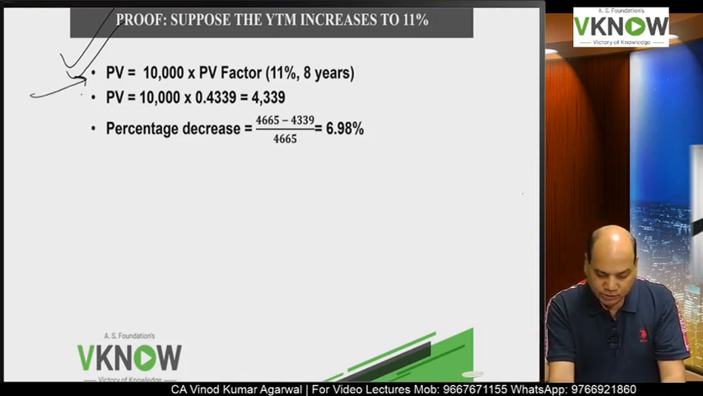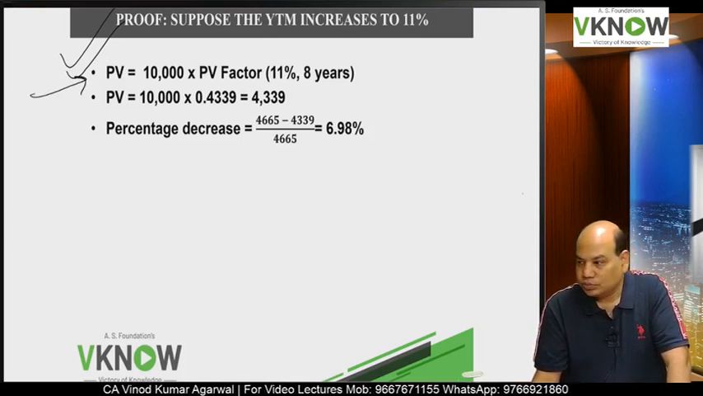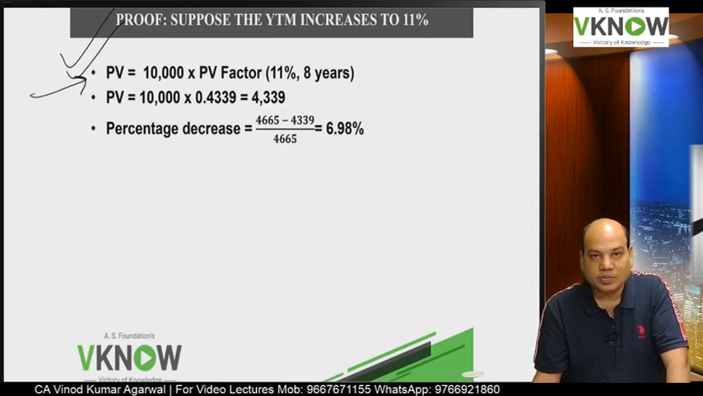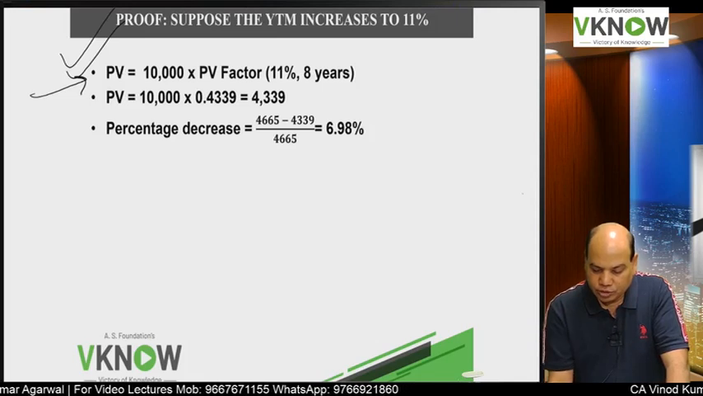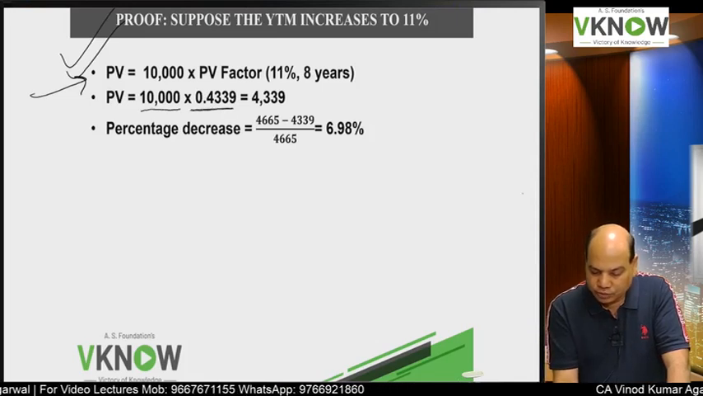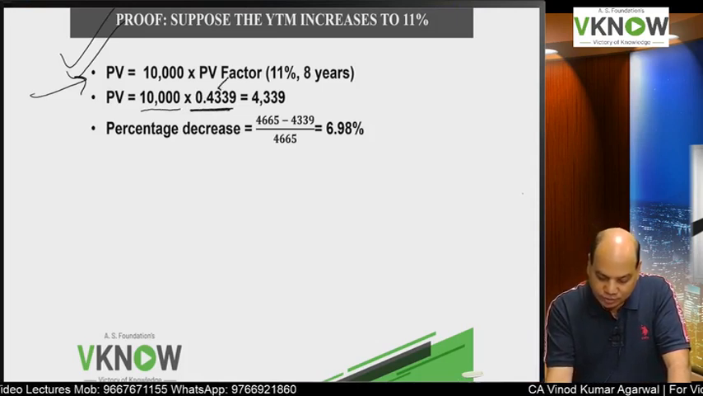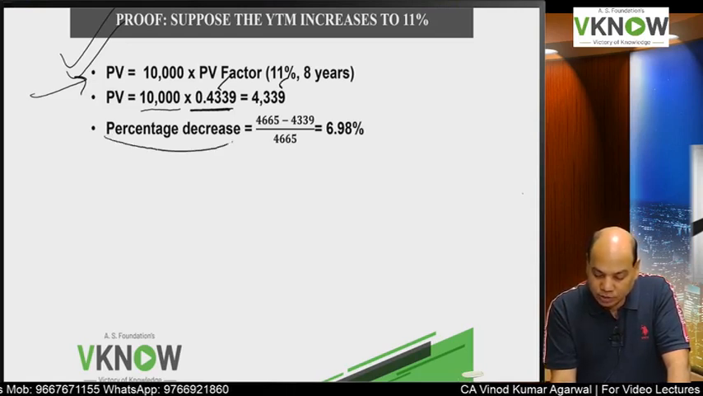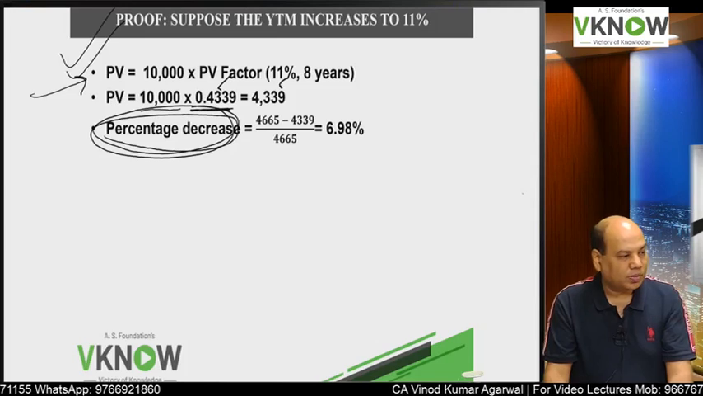So first you write down present value is equal to 10,000 into PV factor in bracket 11% comma 8 years. So solve it, you will get the answer 10,000 into 0.4339. Students are requested to check, and the answer is 4339. Understood? Now let us see by what percentage the bond price have decreased.